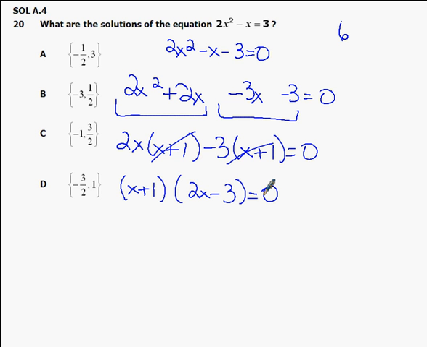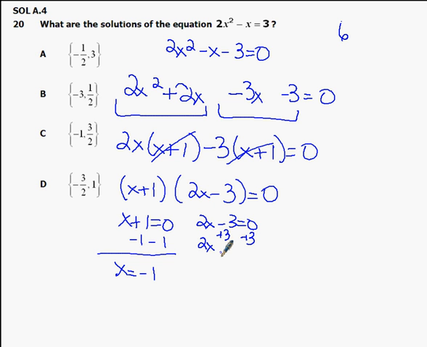Now from here, the rest of the solving of this problem is the same. We're going to take our factors, set them equal to 0, apply the zero product property. Subtract 1 from both sides here. You're going to get x is equal to negative 1. Add 3 to both sides on this one. And you're going to get 2x is equal to 3. Divide by 2. My writing's getting poor. Again, we come up with option C.